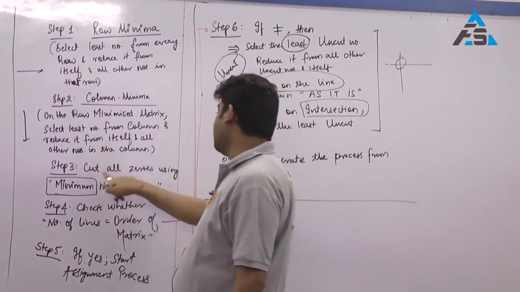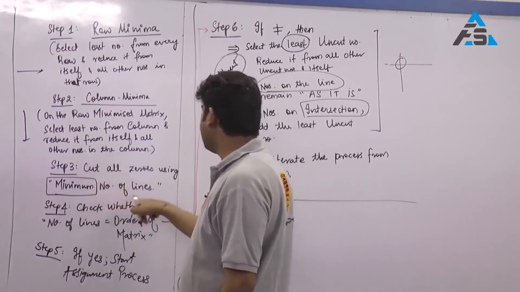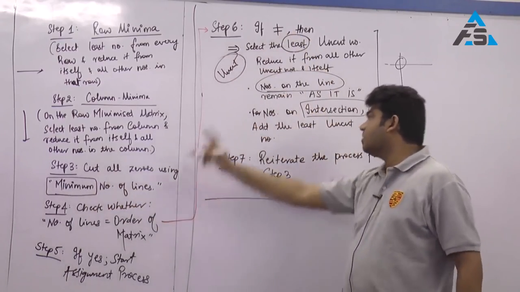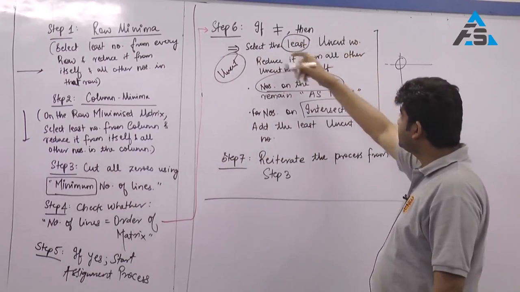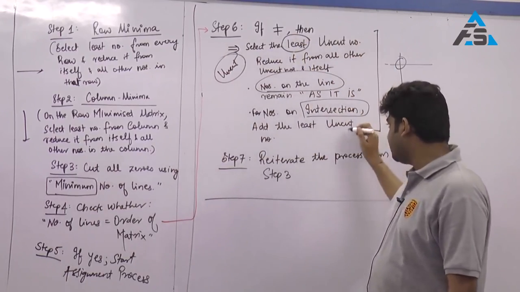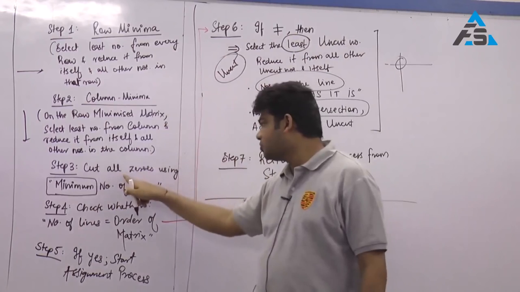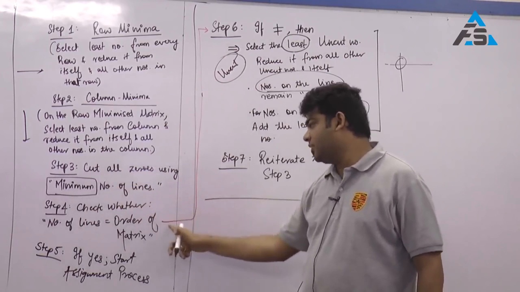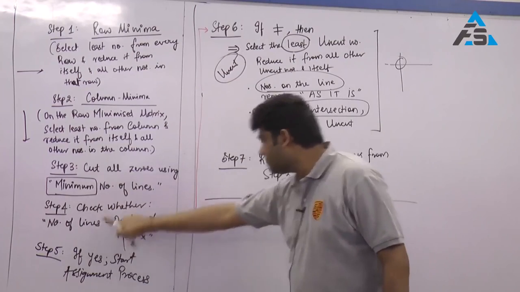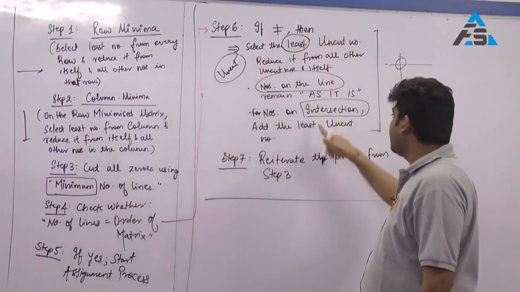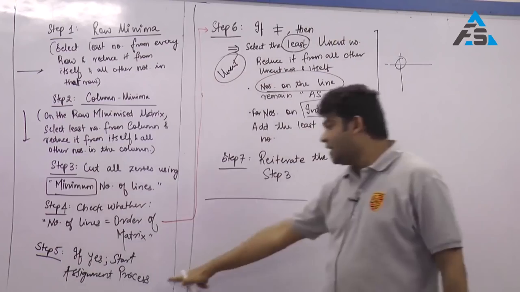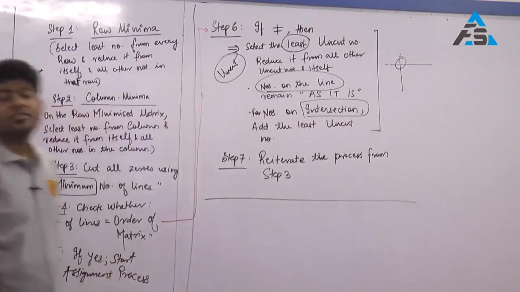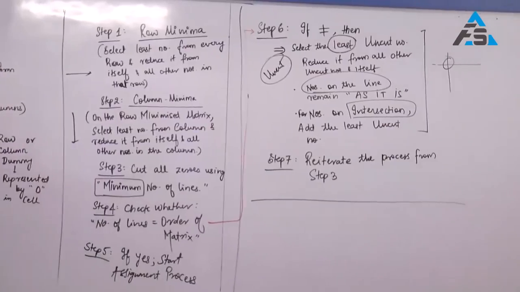What is step 3? Cut all zeros using minimum number of lines. So at step 6, if number of lines is not equal to order of matrix, I will draw a new matrix using all these conventions. Based on this, again I come to step 3. Once step 3 is done, again step 4. Step 4 equal, I start the assignment process. Step 4 not equal, I go to step 6. Again reiterate the process till I reach step 4 and step 5. So this is how the assignment process will work.